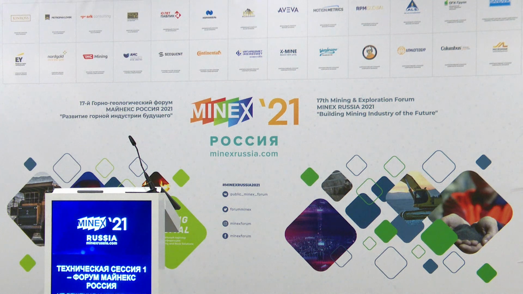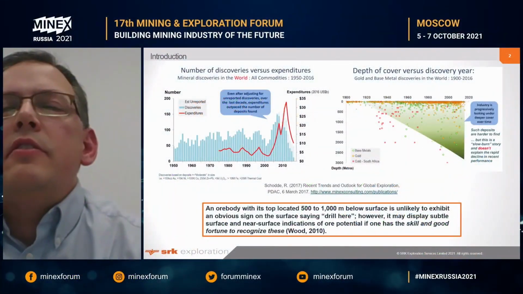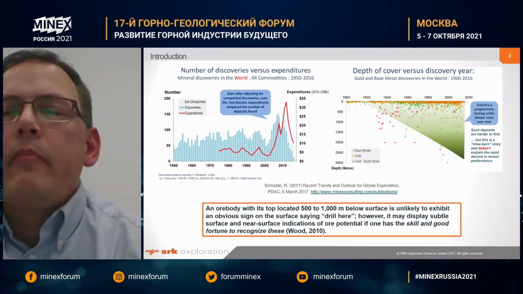My topic is when weaker is better than stronger: the use of ionic leach geochemistry in exploration. So it's an unfortunate but well-known fact that exploration is becoming more expensive and the number of discoveries being found is declining in recent years. This is an older slide, but it indicates just that on the left-hand side. Also, the depth of discoveries is generally increasing as well.